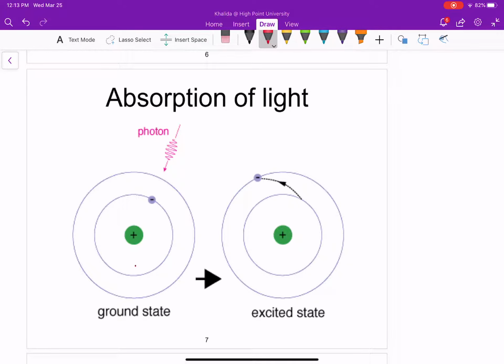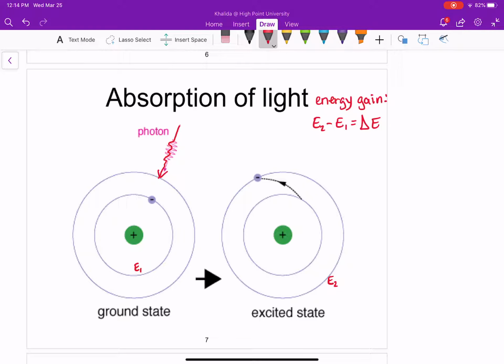So if we say that this ground state orbit has an energy of E1, that means the electron in that orbit has an energy of E1. And if we want this electron to jump to the outer orbit, which has energy E2, it needs to gain an energy that makes up for the difference between these two energy levels. So we'll call that delta E, or the change in energy. So for the electron to jump from one orbit to another within the atom, it has to get this energy from somewhere. And it's going to get the energy from this photon here.